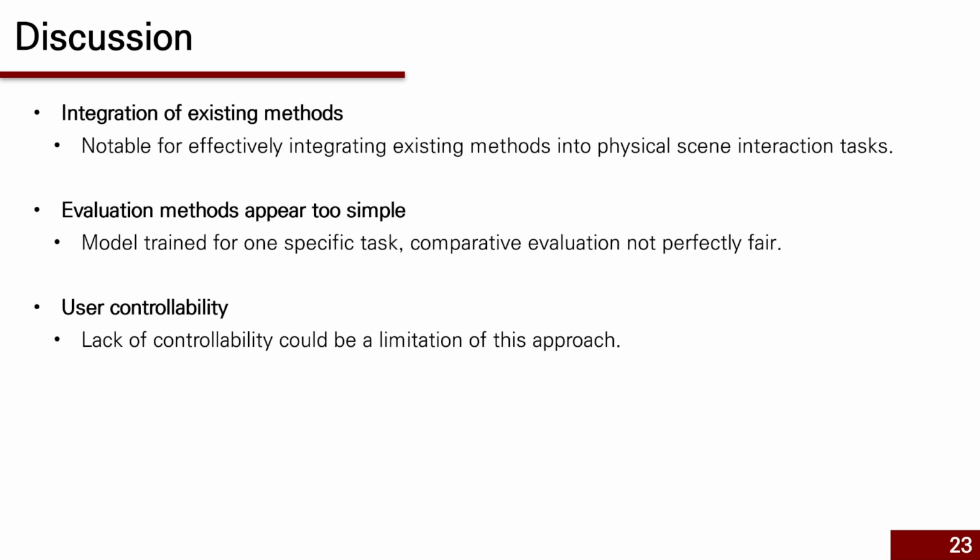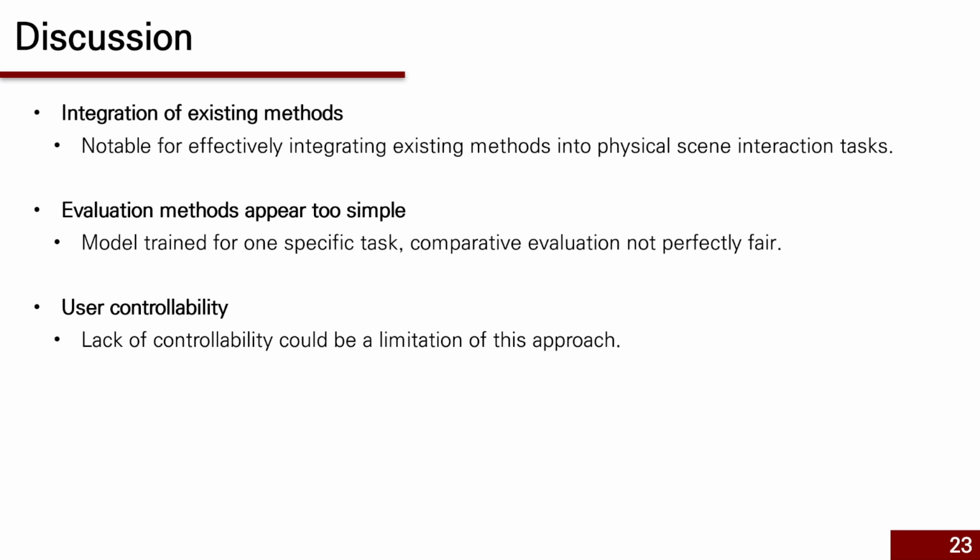In conclusion, this paper is notable for integrating existing methods effectively into scene interaction tasks. However, there is nothing particularly new about the proposed approach. The introduction of the motion discriminator and the use of randomization are already known. However, the authors combined these elements to tackle the new problem of scene interaction tasks with physical characters.